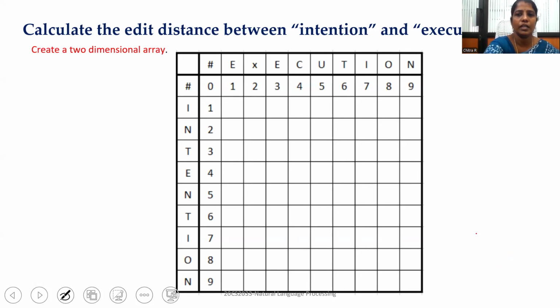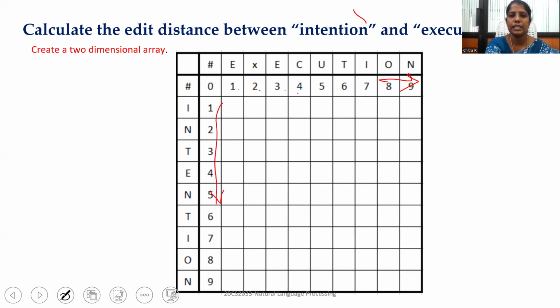Now you will calculate the minimum distance between execution and intention by using the same concept. Same thing. Initially fill this diagonal as 0, then increment: 0 plus 1 is 1, 1 plus 1 is 2, 2 plus 1 is 3, 4, like that. Increment all the values here. In the same manner, first write all the row values, then write all the column values.